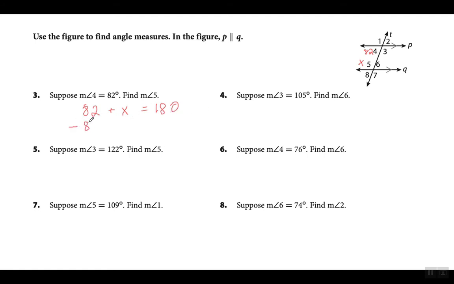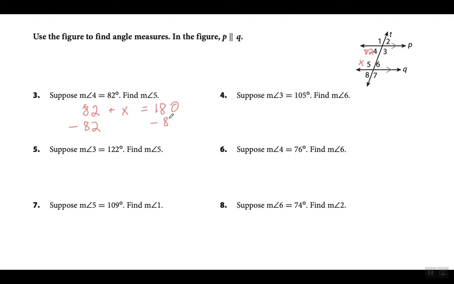Yo sé que ángulo 4 es 82 grados, pero no se sabe cuánto mide ángulo 5, así que puse una variable X. Y sé que esos dos ángulos son suplementarios, así que la suma te tiene que dar 180. Por eso hice la ecuación de esa forma.